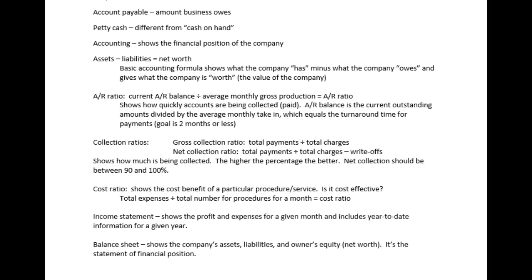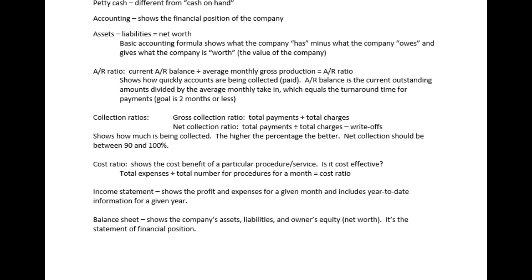Now your balance sheet shows the company's assets, liabilities, and owner's equity, or the net worth of the owner. So this is the statement of financial position. So this actually says, yes, 100% we are indeed making money from this company, or the opposite, that we're making no money. So that again gives the company a good glance at how that company is doing.